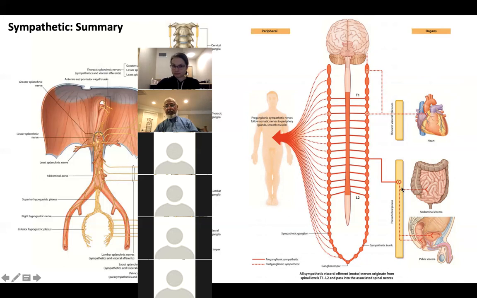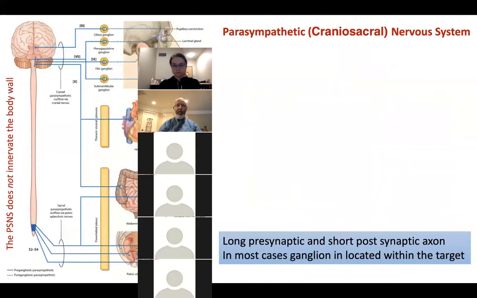Okay, so look at this one here. So this is the aorta here, you see, and there are ganglia, pre-aortic ganglia. They may come here without synapsing, synapse here, and go innervate the abdominal organs. Okay, that is more like a summary.